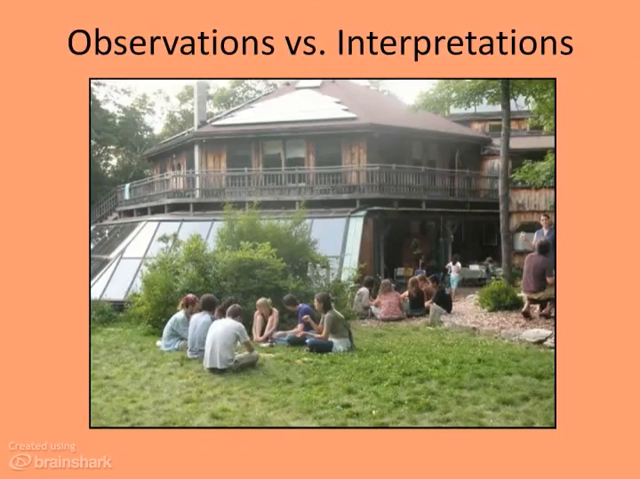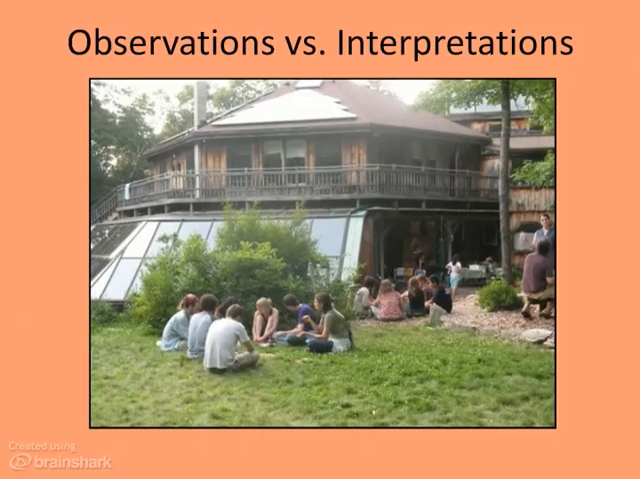First, let's review observations and interpretations and give you some examples. Remember, an observation is simply stating what exists. An interpretation offers some kind of explanation or judgment about what we see. Let's make some observations and interpretations about the photo in the slide.